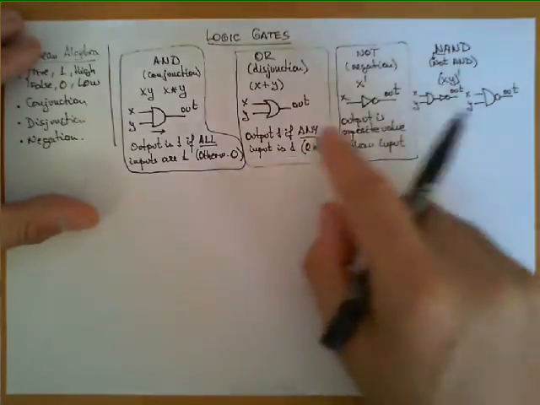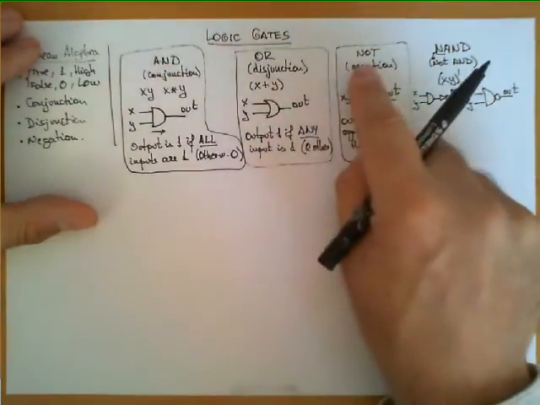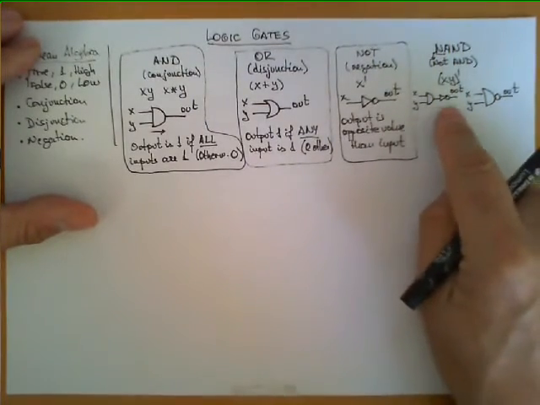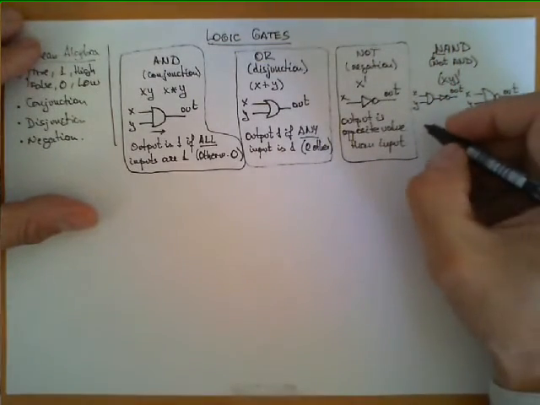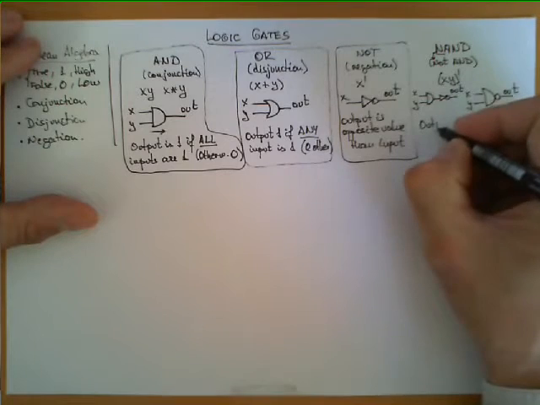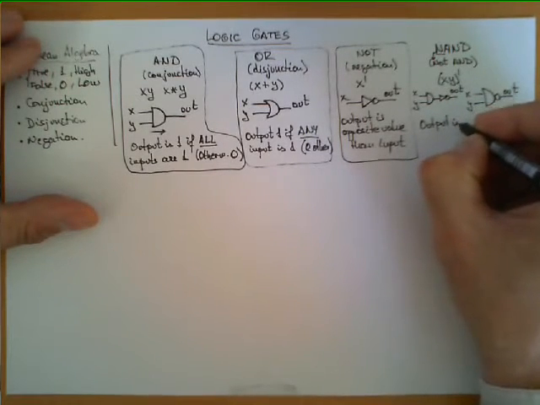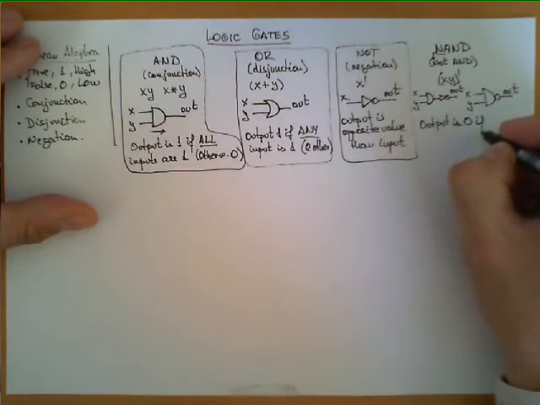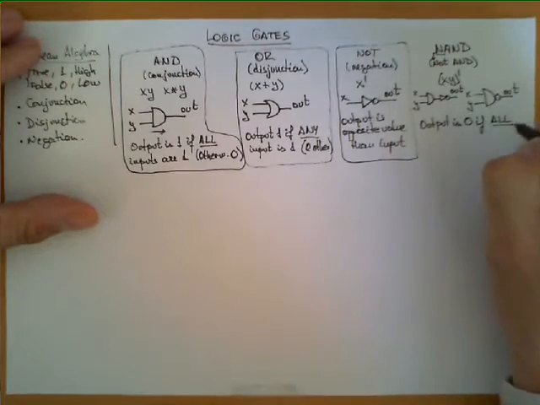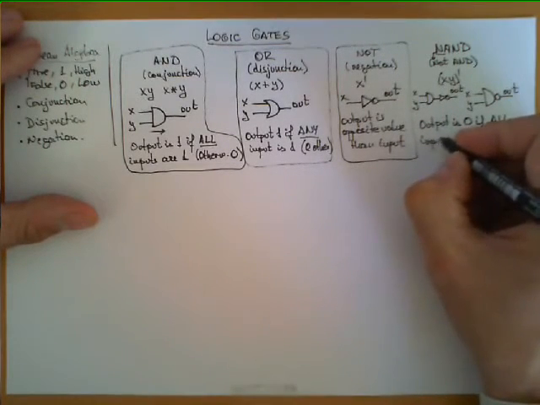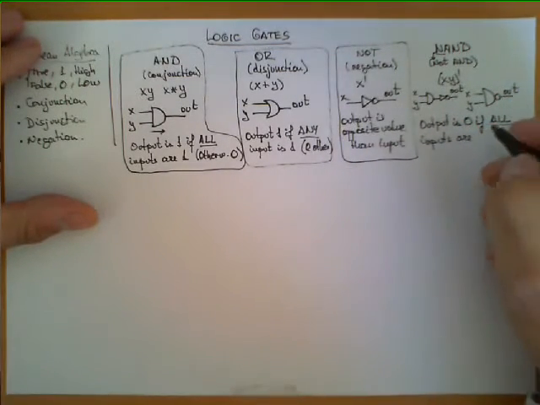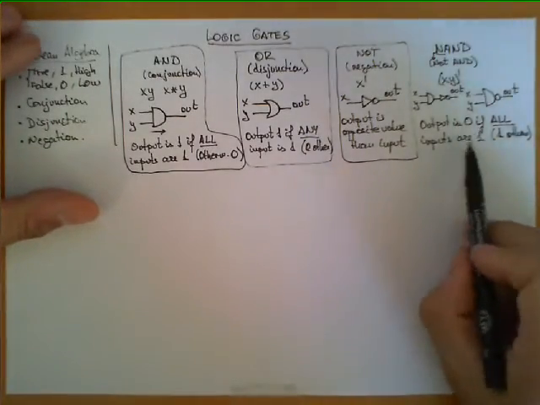Well, we can deduce that knowing what the AND does and what the NOT does. And looking at this symbol, it's fairly clear. In this case, the output is 0 if all inputs are 1, and 1 otherwise.